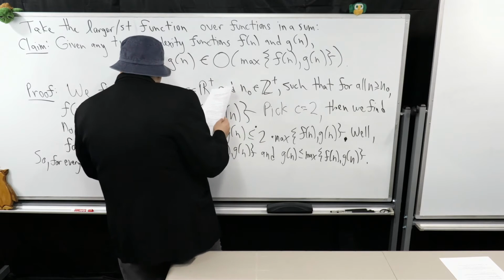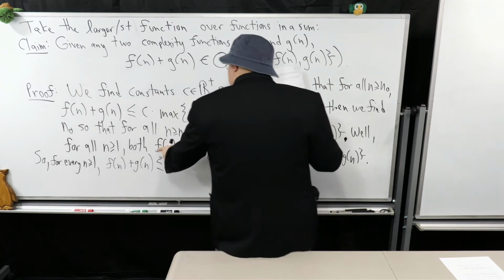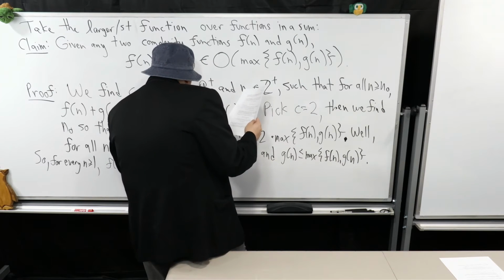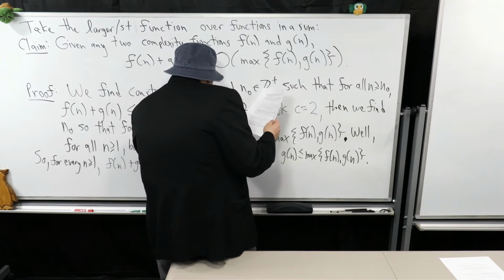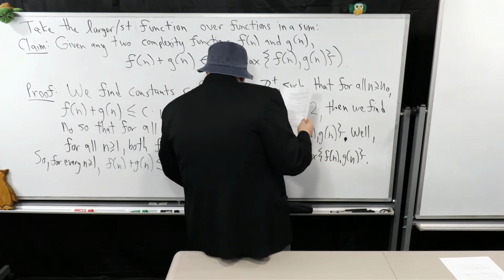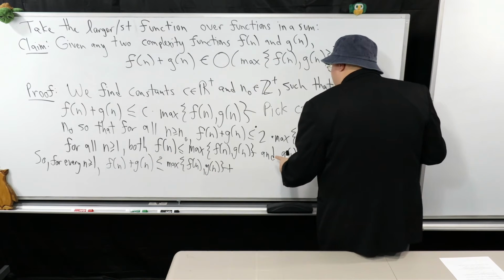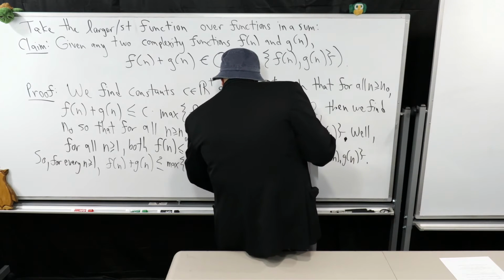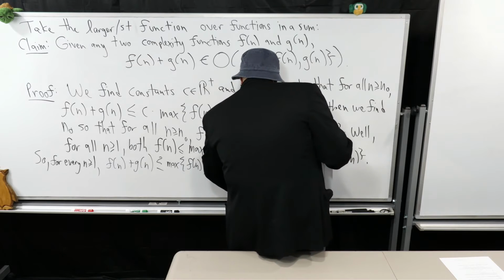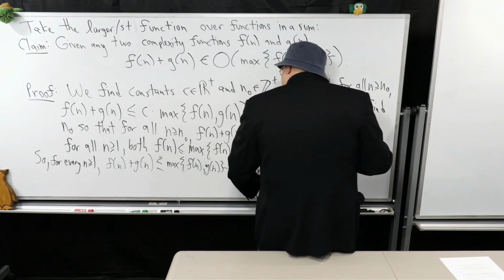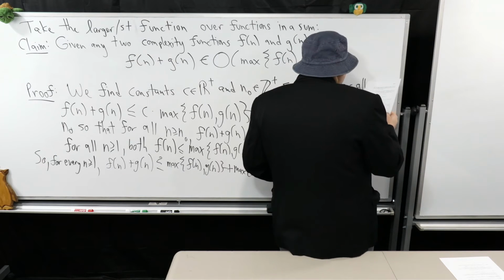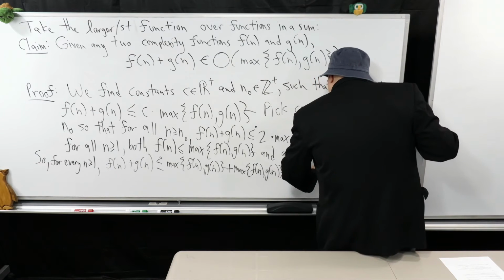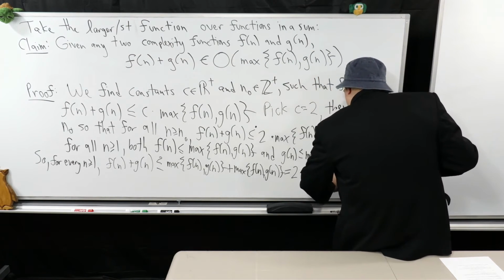So f of n plus g of n is less than or equal to, we know that this is less than or equal to this, right? So I'm just going to replace f of n with the max of f of n and g of n, plus, what can I replace g of n with on that inequality? It's right here, this max function: max of f of n and g of n. So what does that mean? Well, this is equal to 2 times the max of f of n and g of n.